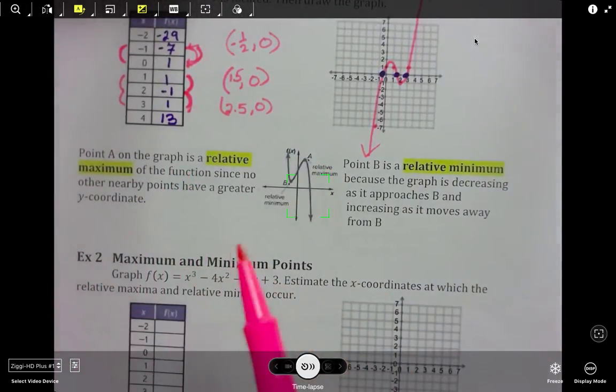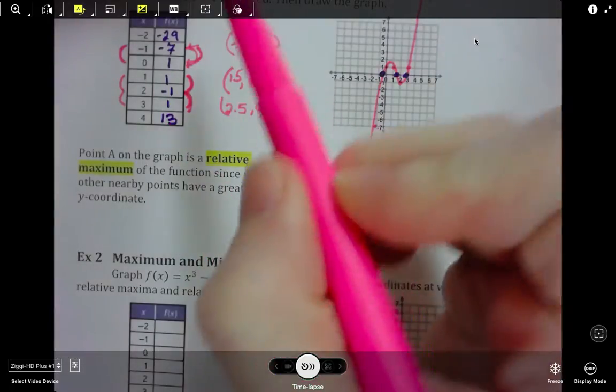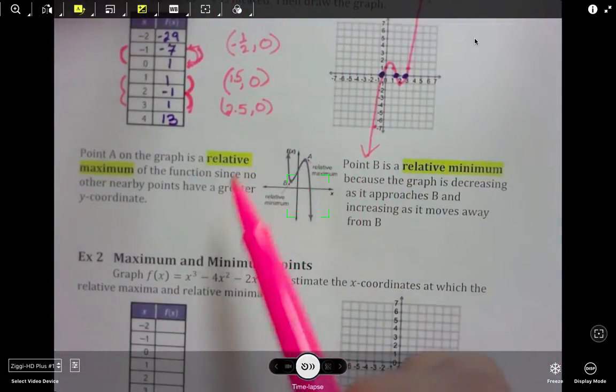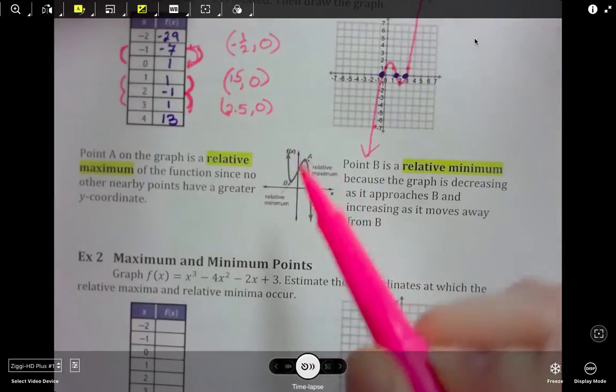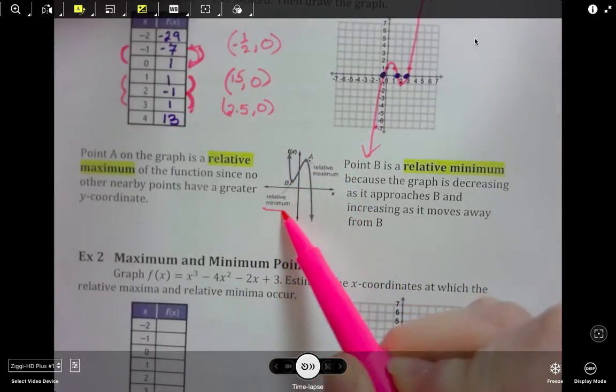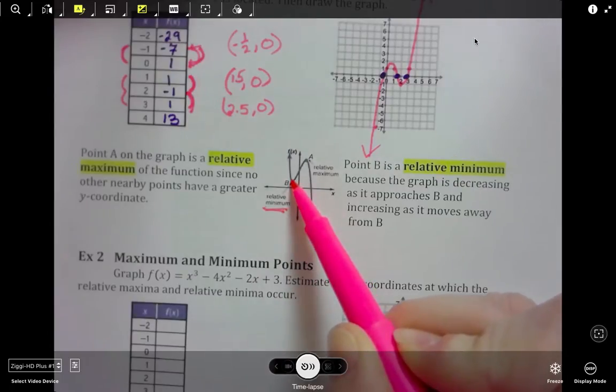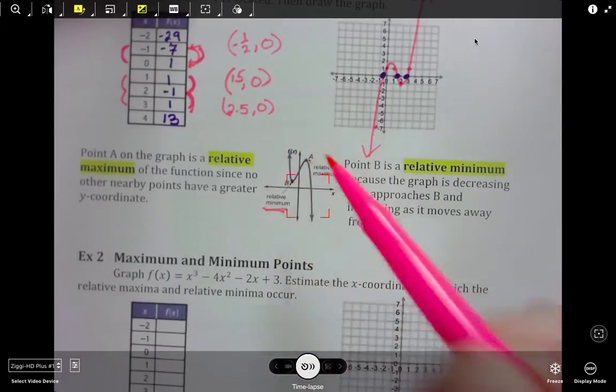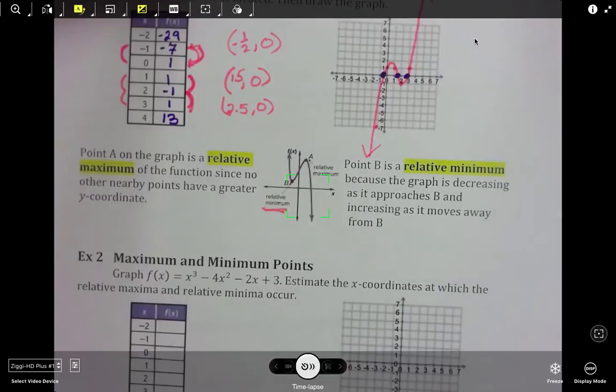Okay. So now we're going to talk not about zeros. We're going to talk about maximums and minimums, and we've kind of hit on these before, so I'm going to go through this really fast. A relative minimum is a low point in your graph, and a relative maximum is a high point in your graph. That's basically all they are.